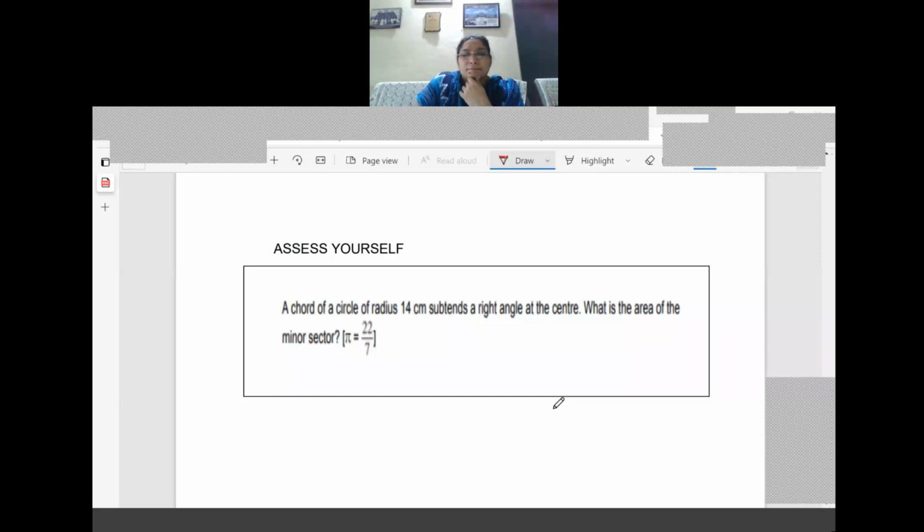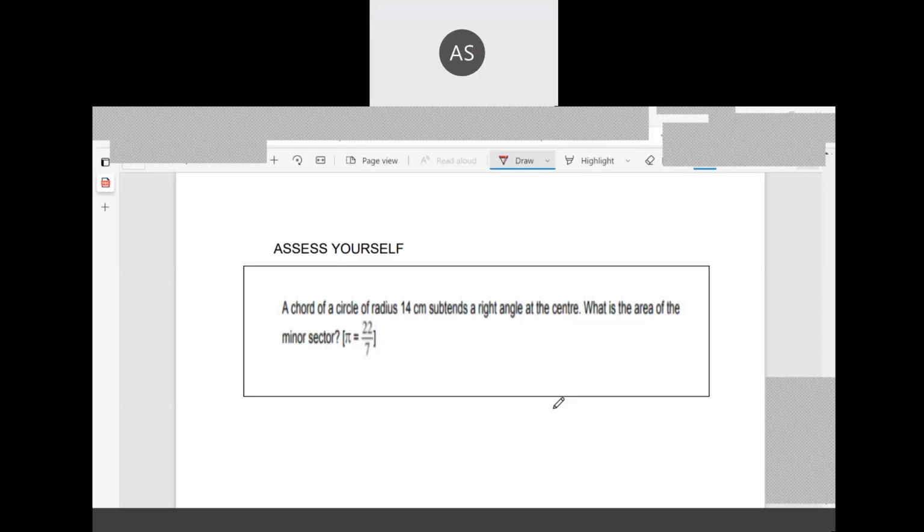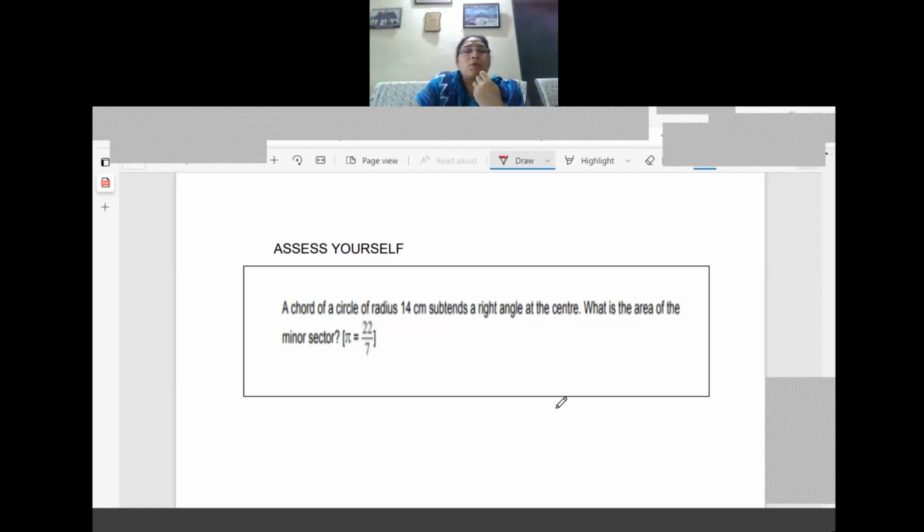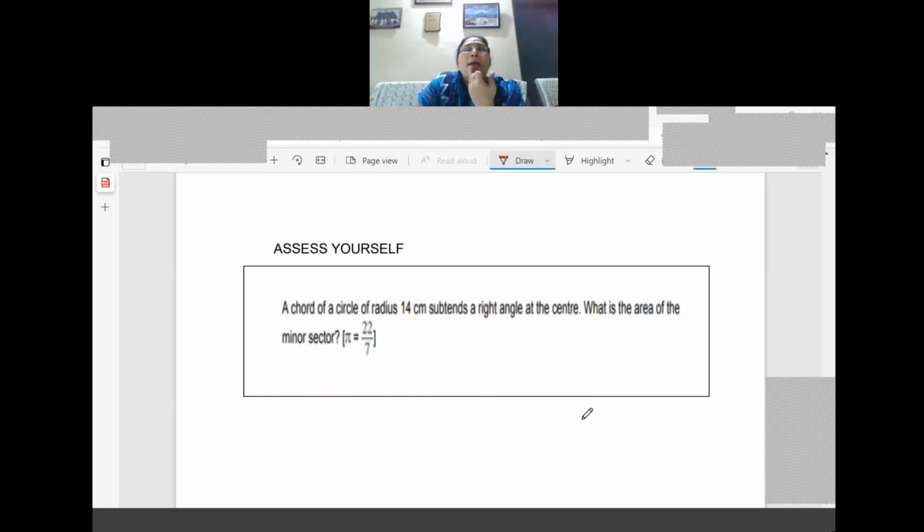154, ma'am. What is the unit? 154 centimeter square, because it is area only. Let me check the answer. What is given in the question? They have given subtended right angle, that is 90°, ma'am. Who is speaking? Abhimanyu? Yes, ma'am. What is the radius? Radius is 14 centimeter.